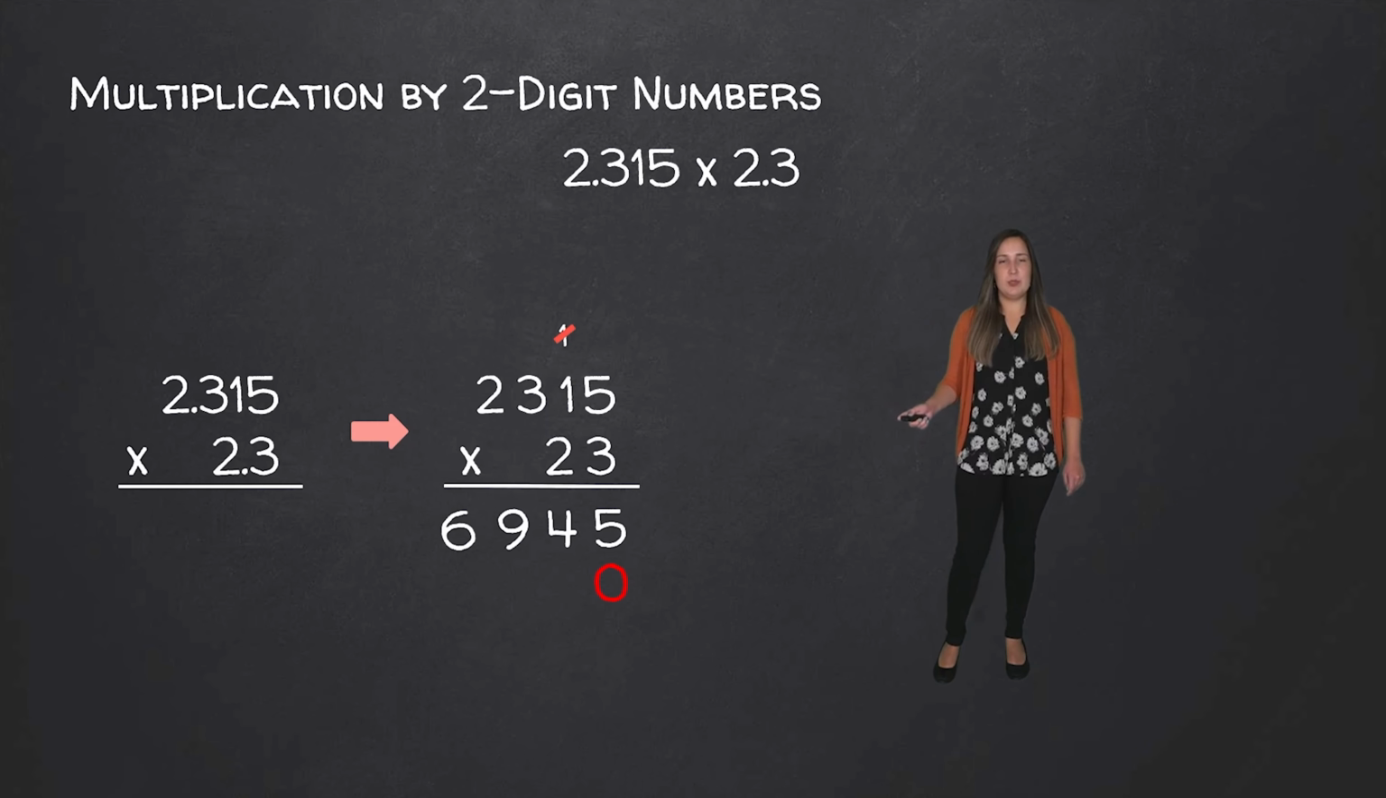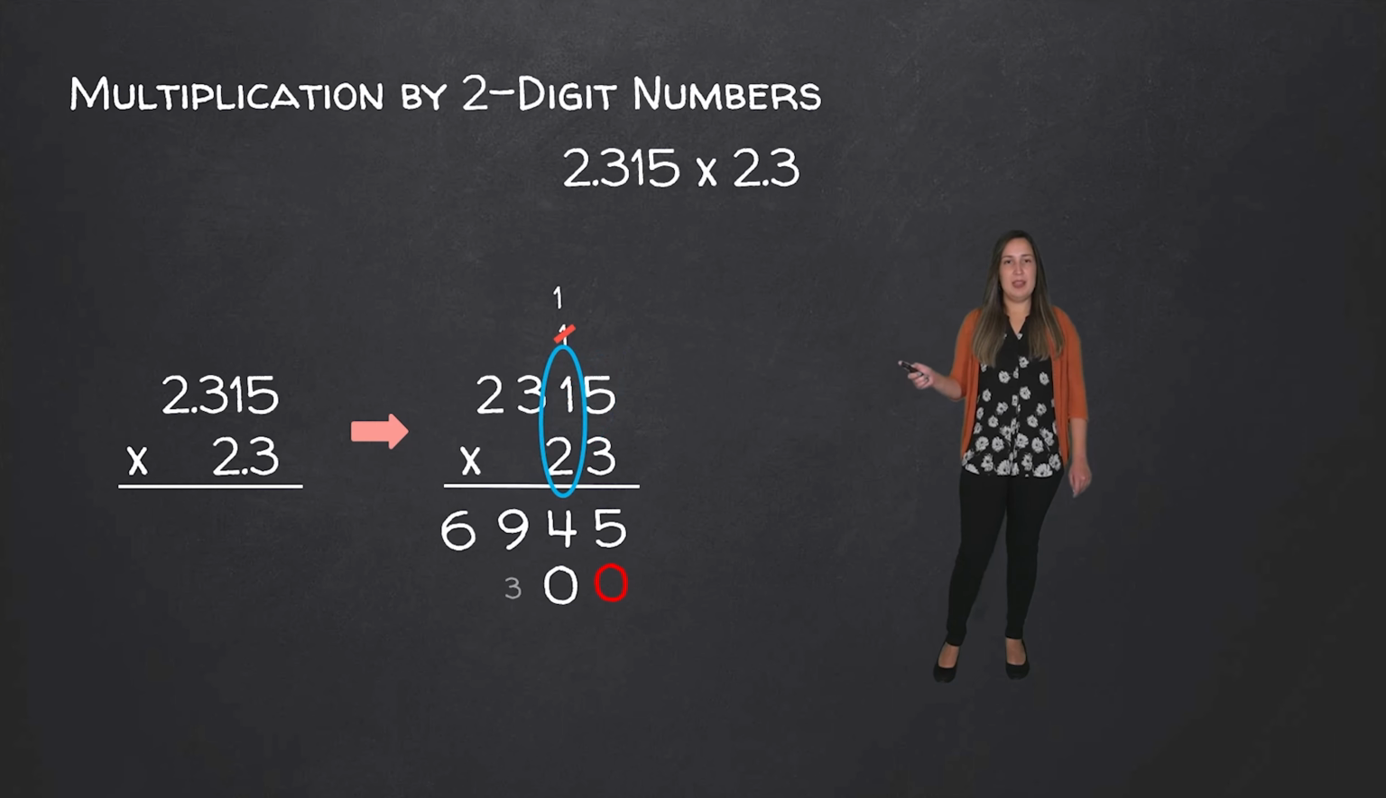Now we're going to multiply 2 times 5, which is equal to 10. Bring down the 0 and bring up a 1. And then 2 times 1 is equal to 2, plus the 1 above it is equal to 3. And then 2 times 3 is equal to 6. And 2 times 2 is equal to 4.